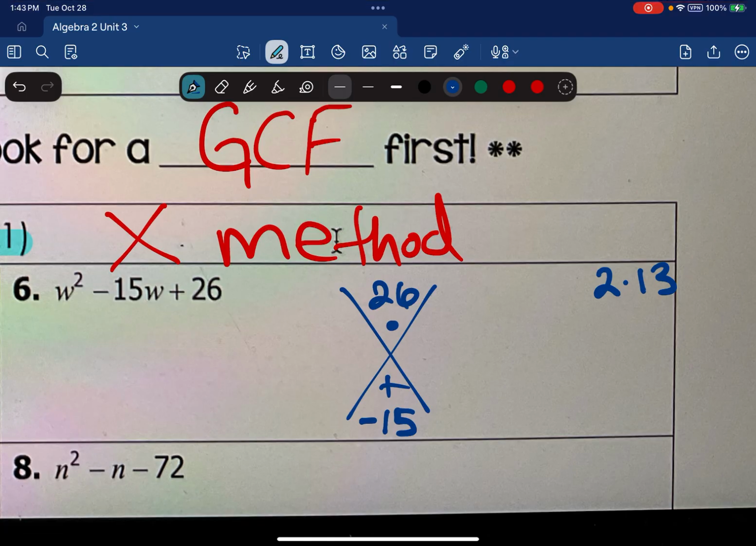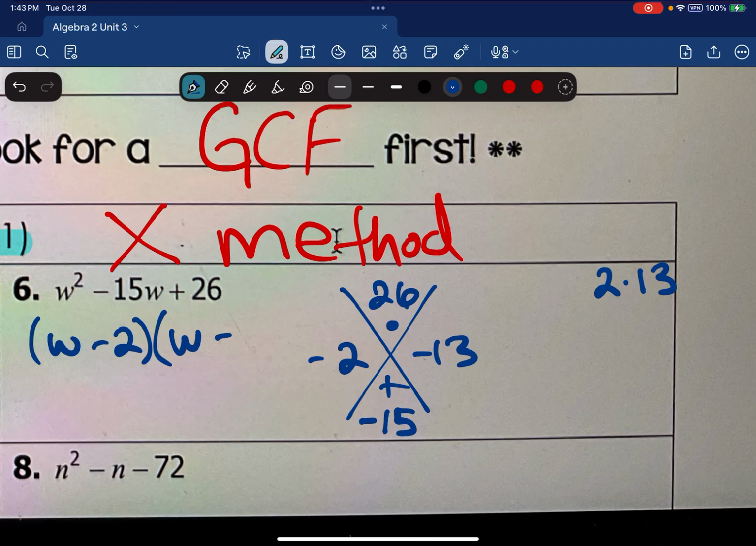Now, how do we multiply to get a positive but add to be a negative? If 2 and 13 were both negative, a negative times a negative is a positive, but when we add them, we get a negative. So our variable is w, so I'm going to have w minus 2 times w minus 13. And those are our 2 factors.